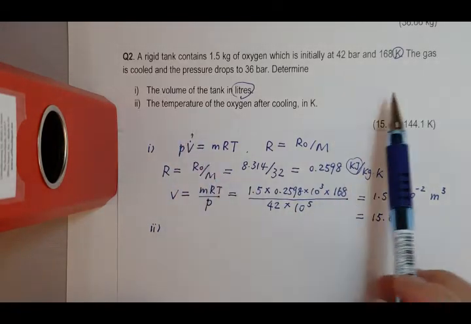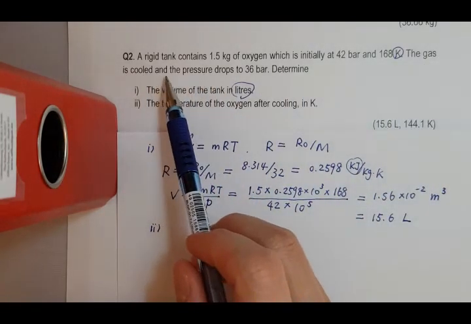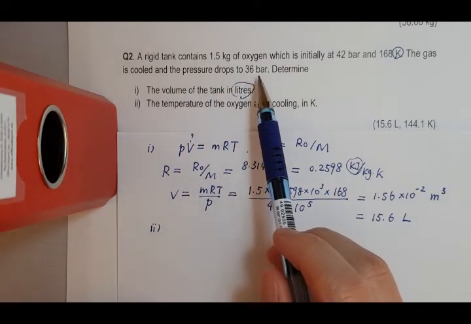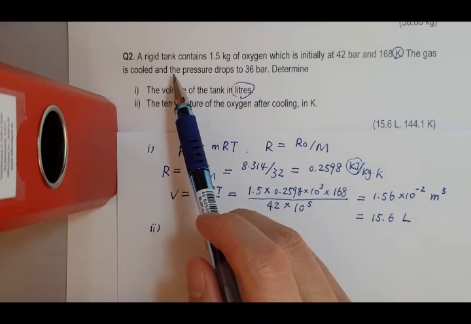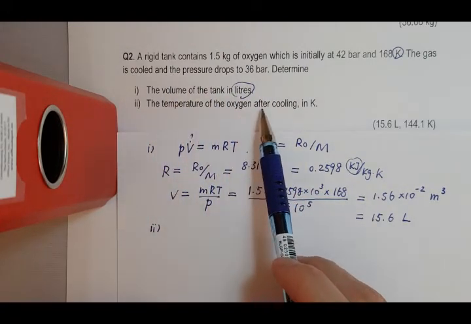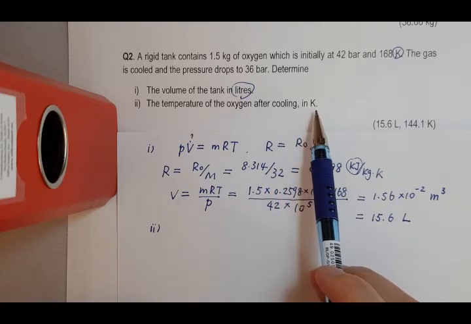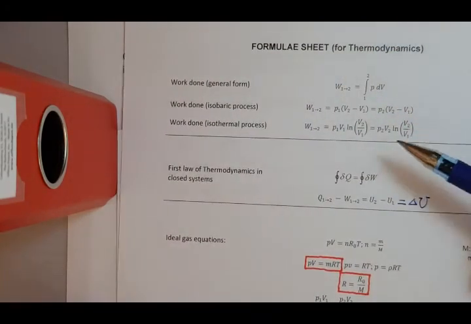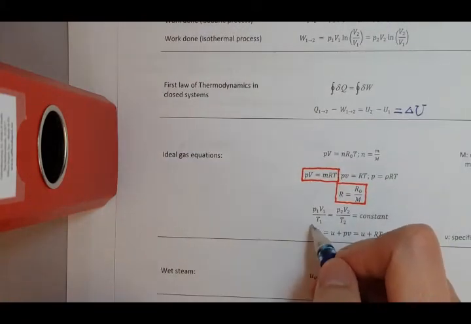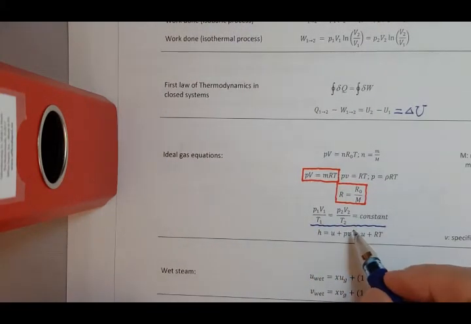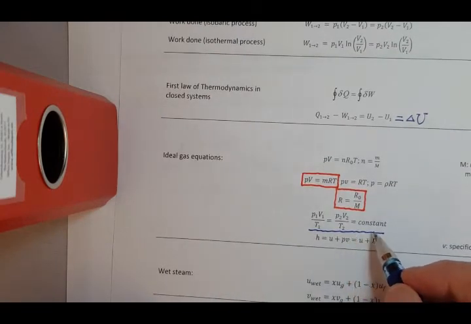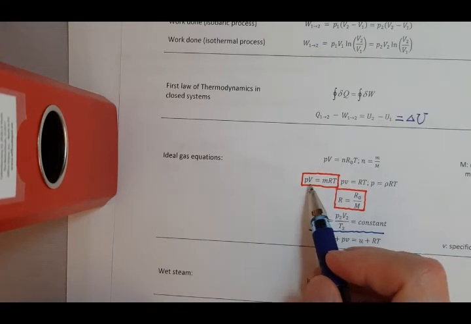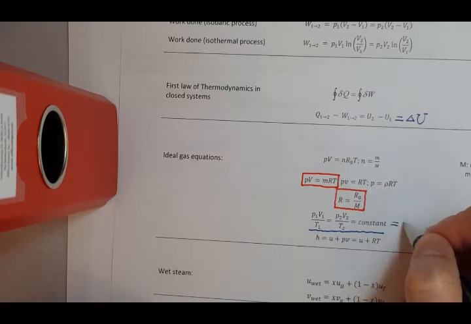For the second question, the gas is cooled down and the pressure drops to 36 bar. So it's a cooling process, and we need to determine the temperature of the oxygen after cooling in Kelvin. The method I would recommend is to make use of the formula sheet. We have another formula here: PV divided by T is equal to constant. If I divide by T over here, PV divided by T is actually equal to MR.